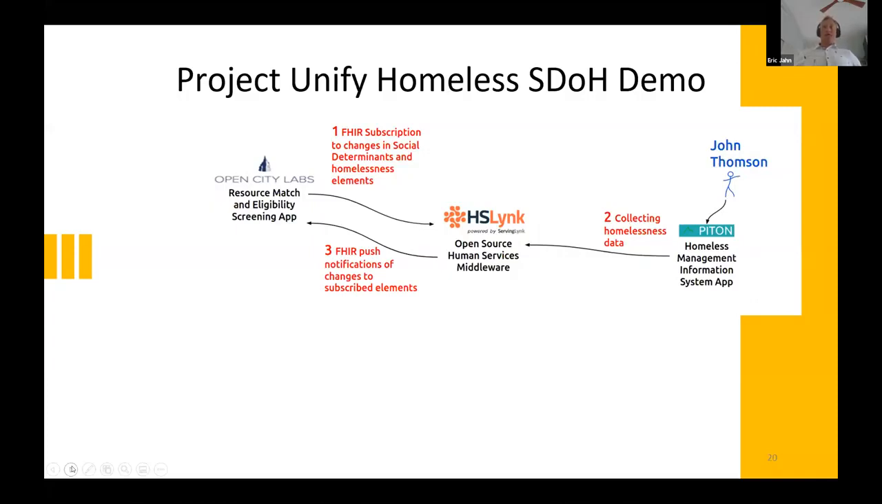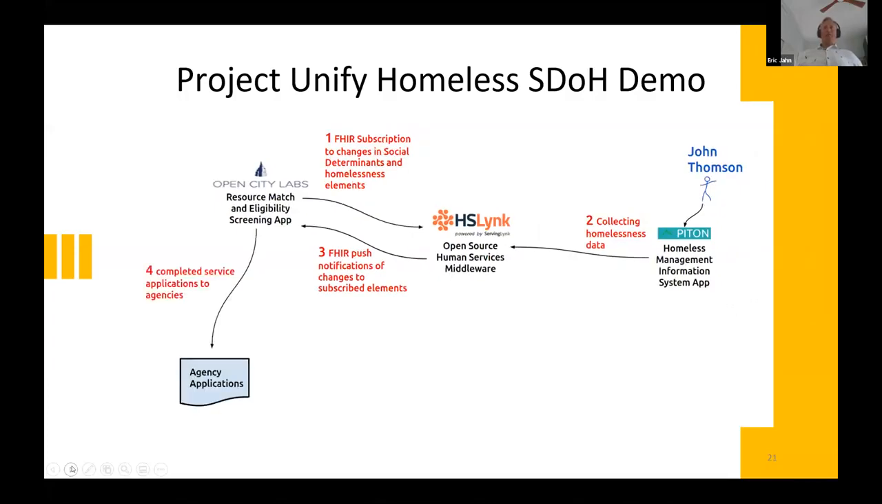Okay, so next slide, please. And the final step is that Open City Labs doesn't just sit on the data. They figure out what services John Thompson is eligible for on behalf of the Core Services Agency, and auto-complete applications on behalf of John Thompson, perhaps automatically submitting them. But that's the idea. Seamless interoperability. John doesn't have to reapply for things. The data that's in the HMIS gets into the application if he consents. And that's what we're going to show you. So let's move on with the demo now.